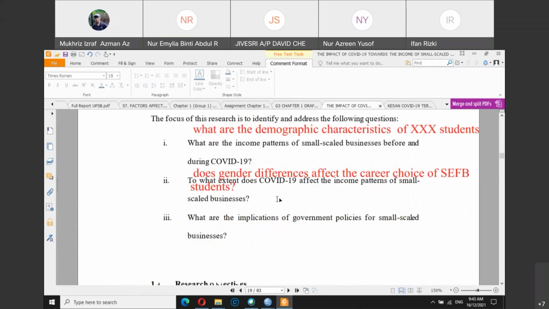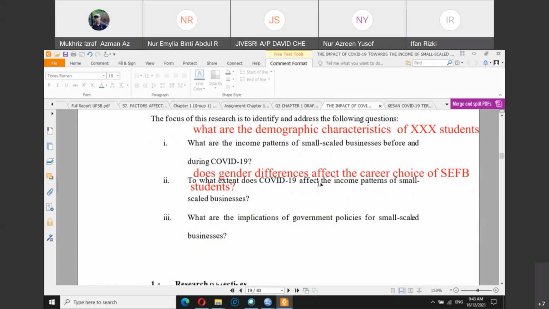Independent, comparing between two populations or two groups. You learned this before, so now is the time to actually apply that knowledge in your own project. We want to compare between two groups of people, male versus female. So we want to analyze the factors affecting the topic of your study, so in this example, career choice.